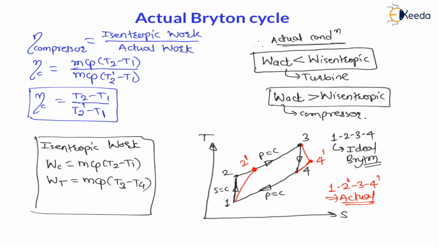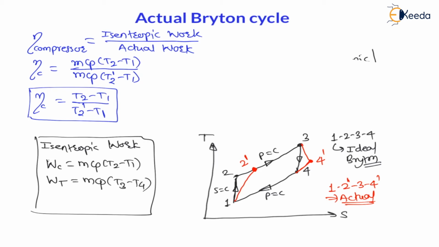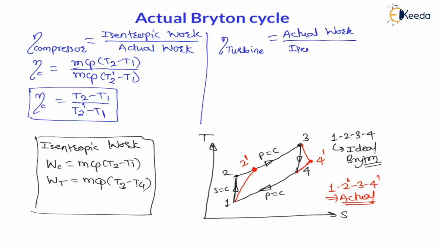Similarly, let us find the efficiency of the turbine. So my dear students, for the turbine, as actual work is less than isentropic work, the efficiency is always less than 100%. Therefore, the efficiency of the turbine will be equal to the actual work produced by the turbine divided by the isentropic work.